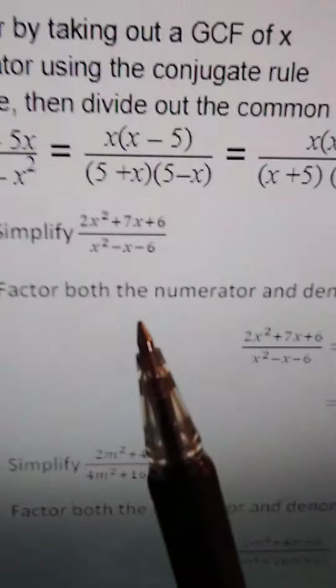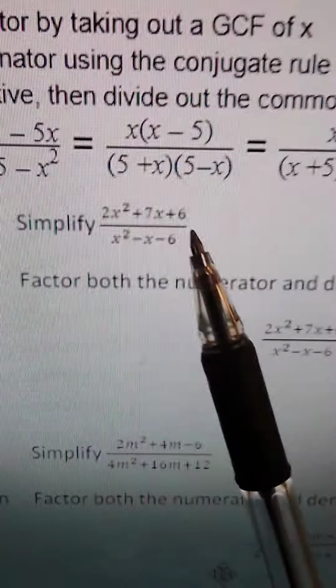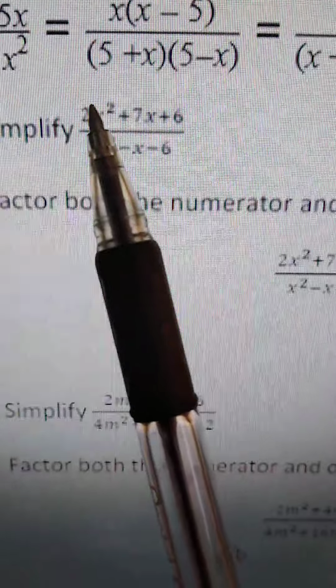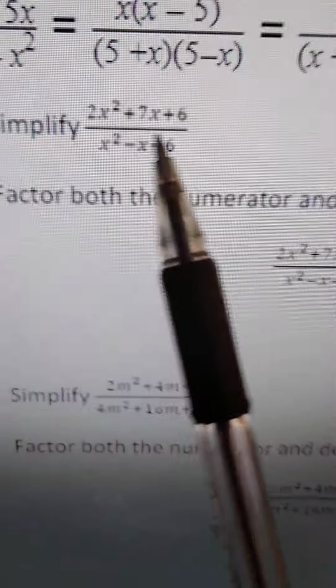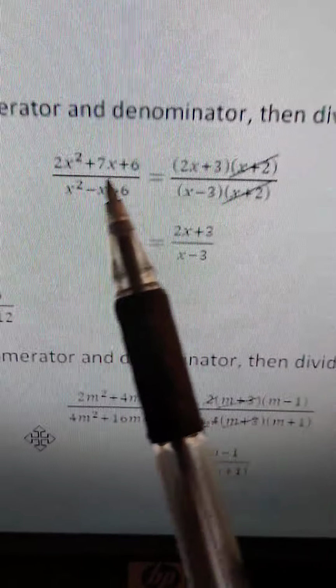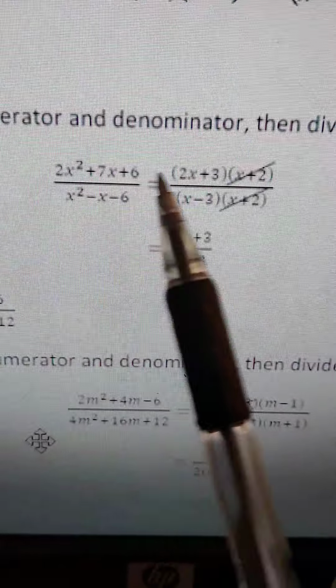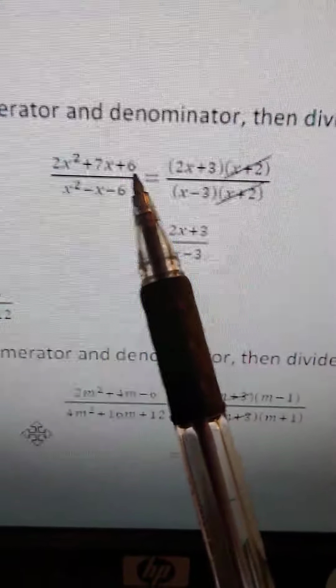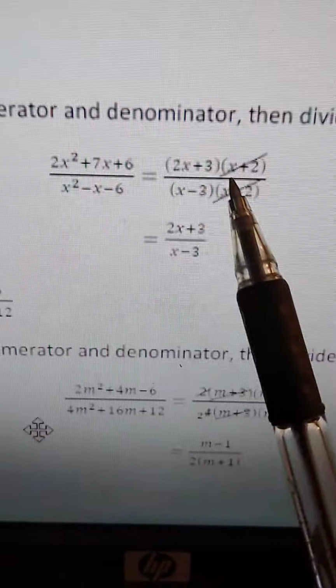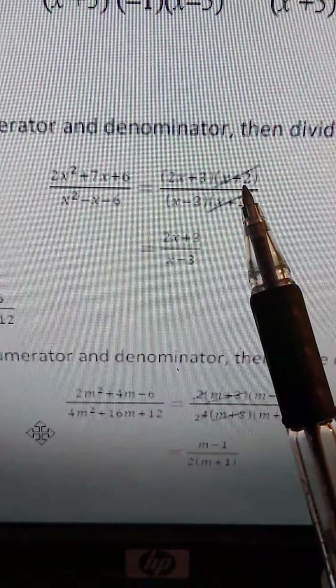I'm doing several examples because I know some of you struggle with factoring. The numerator, what I'm looking at here is, okay, I have to factor this out. So I'm going to start by taking factors of 2x squared, which would be 2x times x. Then let's go to the last term, 6. Factors of 6 are 3 and 2. Now how do I know this combination works? Well, we have to check it. And I'll check that here on paper.